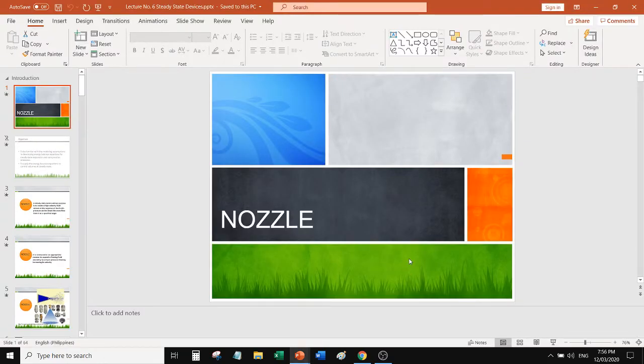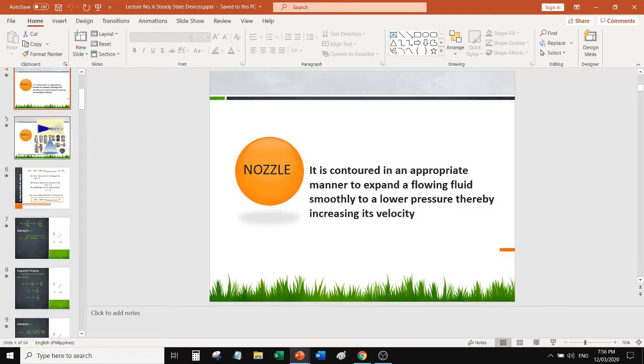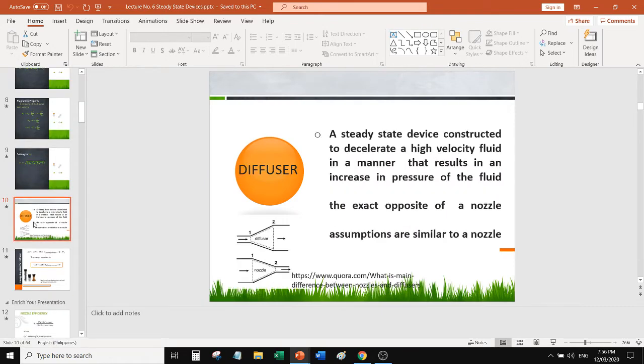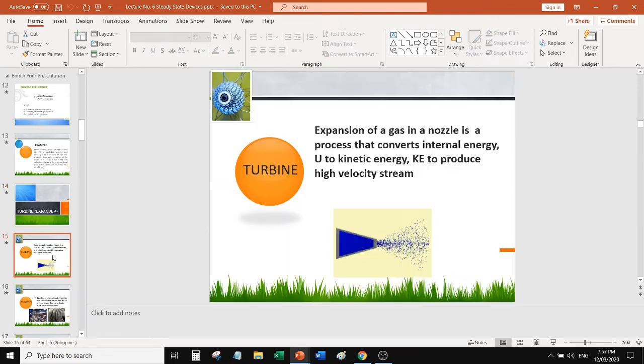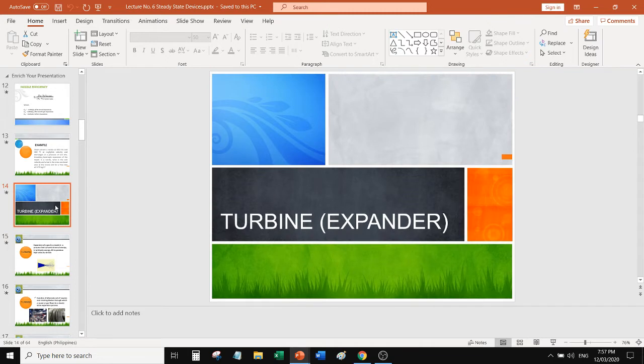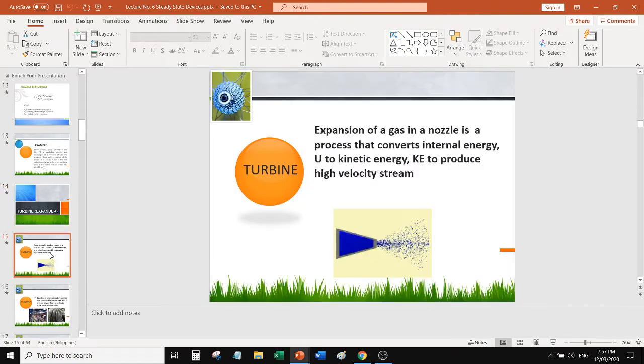Okay, class. So last meeting we discussed the steady state devices, nozzles and diffusers. For today, we were supposed to discuss turbines. Another term for turbine would be an expander, because basically as the fluid passes through the turbine, it expands. You'll see later on why.